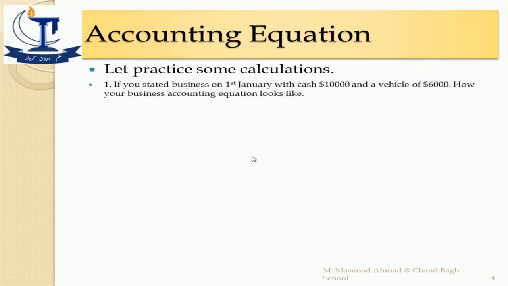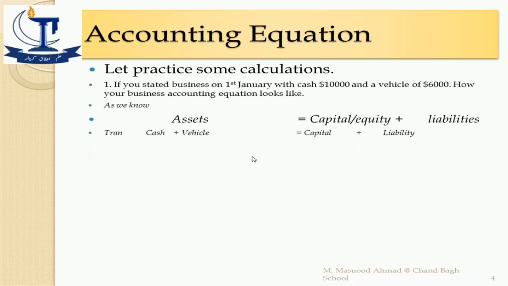We have taken one example. Say you have started a business on 1st January with cash 10,000 and vehicle 6,000. How does your equation look? You have put two assets into your business: one is cash and the other is a vehicle. Altogether they are 16,000, and your capital is also 16,000, because this 16,000 you have given to your business. The business is a separate entity, and they will write it as assets and capital. Here your assets, cash and vehicle, are on one side, and on the other side of the equation you have capital, but right now you don't have any liability.